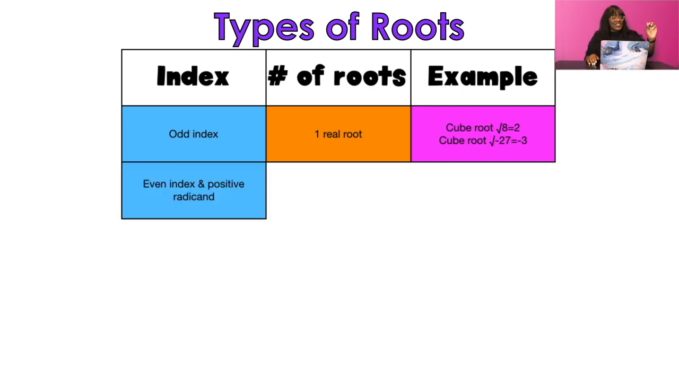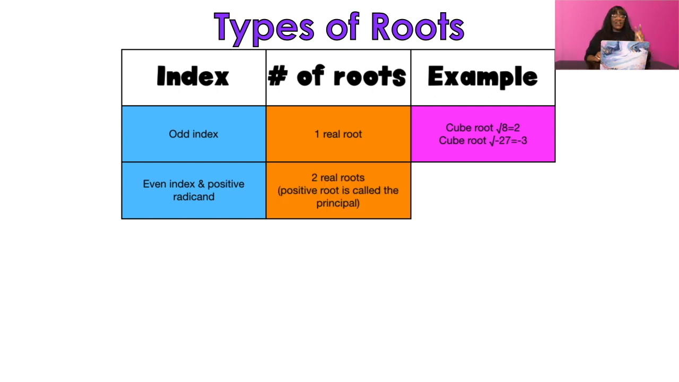Let's say I have an even index and a positive radicand. So the number inside of the radical is positive and the index is even. So square roots, 4th roots, 6th roots, 8th roots, stuff like that. I'm going to have 2 real roots, okay? A positive root is called the principal root. So we talk about that. When I say the square root of 25 and the answer is 5, we know that the answer is also negative 5, but the principal root is going to be the positive answer.